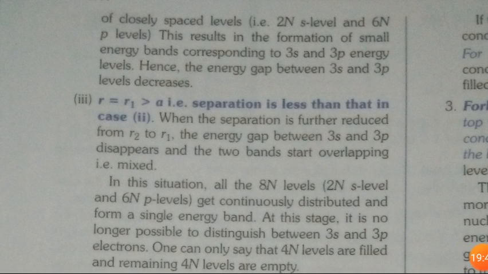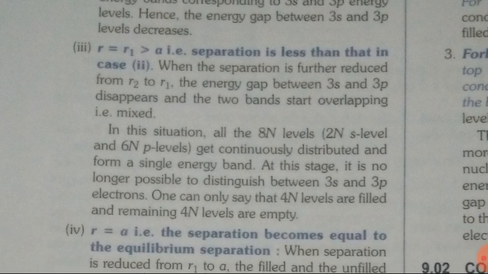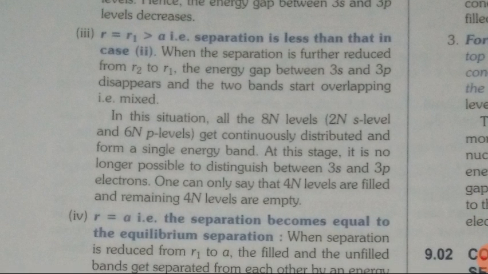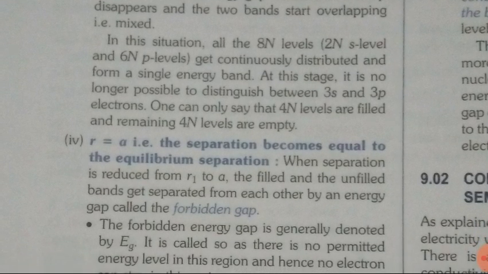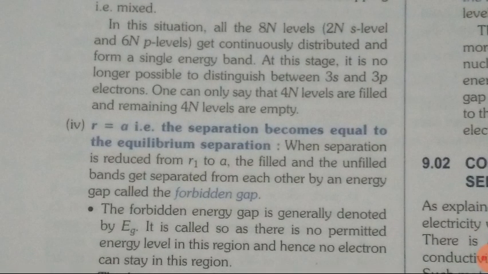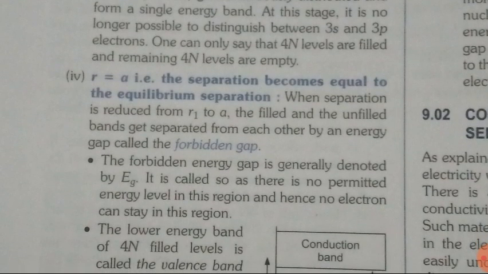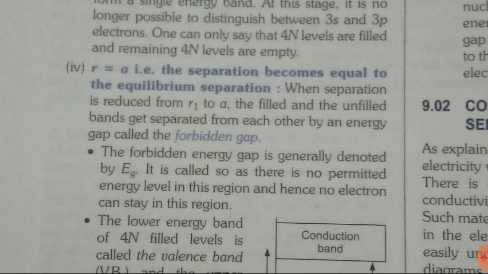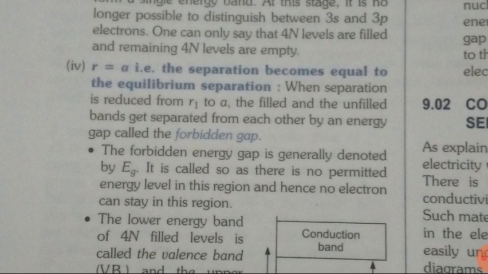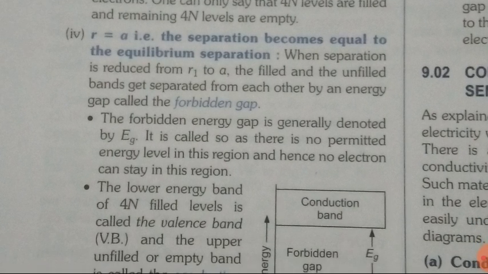When R becomes equal to R1, which is greater than A, that is, the separation is less than that in case 2. So that time what happened? The valence bands not only come close to each other, but they start overlapping and get mixed with each other. Okay, in this situation all the 8n levels get continuously distributed and form a single energy band. At this stage it is no longer possible to distinguish between 3s and 3p electrons. One can only say that 4n levels are filled and the remaining 4n levels are empty. Okay, but we cannot distinguish between 3s and 3p.